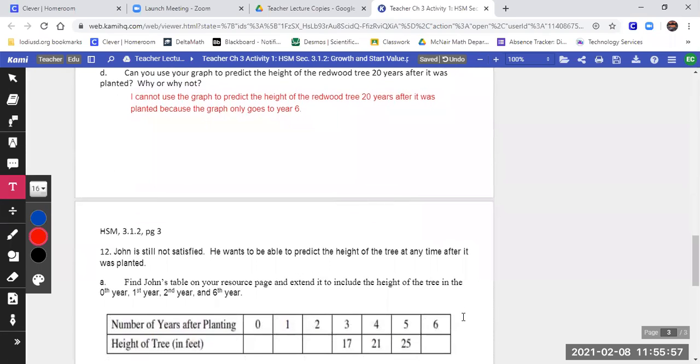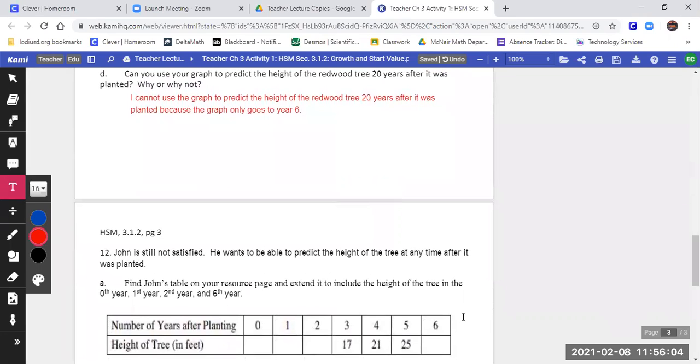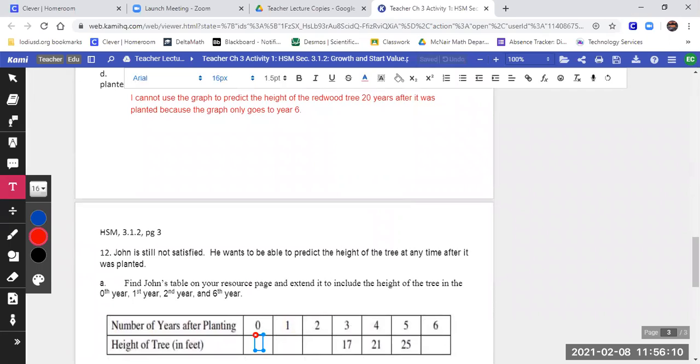So John is still not satisfied. He wants to see if he can figure out some way to find out the height of the tree, no matter what year it is. So we're going to fill in our table with what we already know. What was its height at year 0?